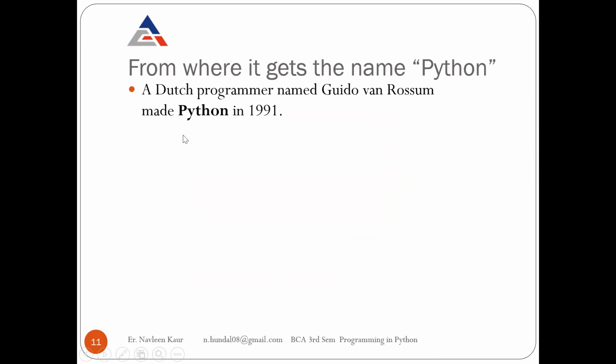So first of all, we need to learn who actually created Python. The name is Guido van Rossum. This is the person, and he was a Dutch programmer. He belongs to the Netherlands, and he made Python in the year 1991. It means he started creating it quite long back, right?